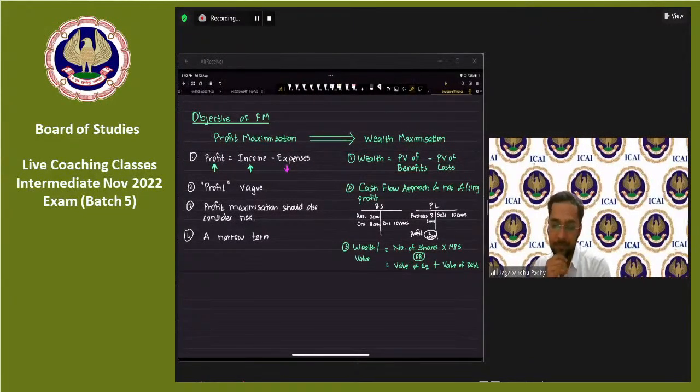Because if it's possible, then you should understand that profit maximization is no more the objective now, because nowadays our objective is wealth maximization, and therefore we are focusing more on creating value rather than creating profits, right? Correct, exactly, guys, exactly.